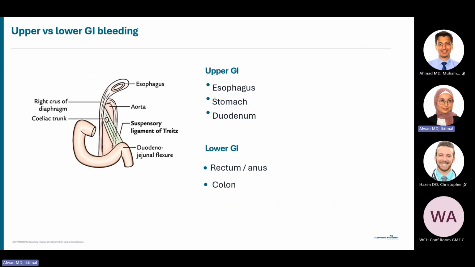We're going to start with some anatomy, upper versus lower GI bleeding. So we have the ligament of Treitz. It is a double fold of peritoneum connecting really the duodenojejunal flexure to the diaphragm. So anything proximal to it is considered upper GI bleeding, and anything distal to it is considered lower GI bleeding. Upper GI bleeding is really esophagus, stomach, duodenum. Lower GI bleeding is more so colon, rectum, anus. And anything in between is considered small bowel bleed. We're not going to talk about it. It's out of the scope of this talk.